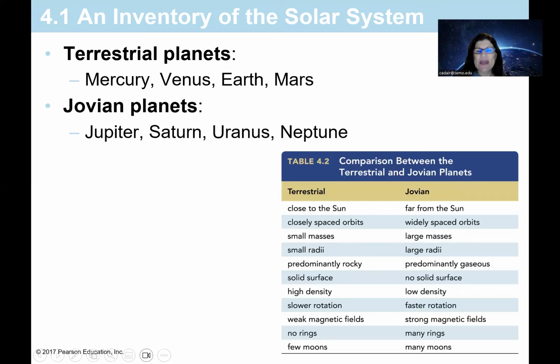Predominantly gaseous. I can't see that because the zoom controls are in the way. Okay, there we go. Solid surface, no solid surface, high density, low density, slower rotation, very fast rotation. The gas giants rotate very fast. The rocky planets have weak magnetic fields, but the gas giants have strong ones. We have no rings in the inner solar system, but they have many rings in the outer ones. In fact, all four of these have rings, even Jupiter. And we have very few moons over here, but they have lots and lots of moons.